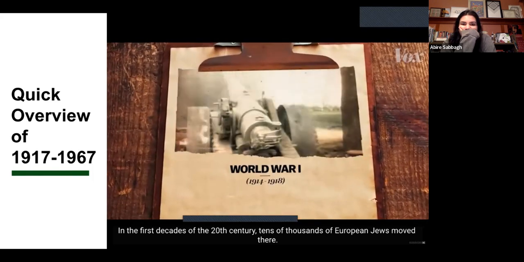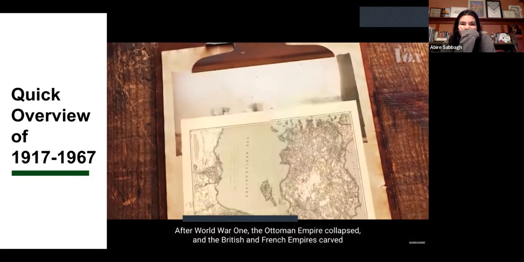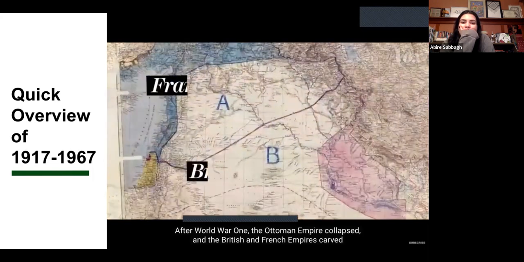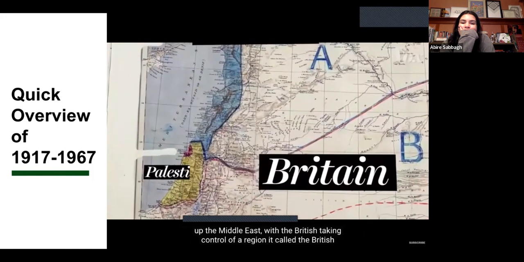After World War I, the Ottoman Empire collapsed, and British and French empires carved up the Middle East, the British taking control of a region it called the British Mandate for Palestine.